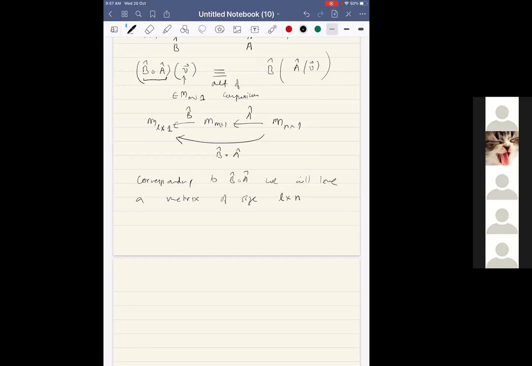On the other hand, I have A, which is of size M cross n, and B, which is of size L cross M. So how do I take this and manufacture a matrix of size L cross n? Clearly, I can take the matrix product. That will give me a matrix of size L cross n. And it is not surprising that that is the matrix that corresponds to B hat A hat.